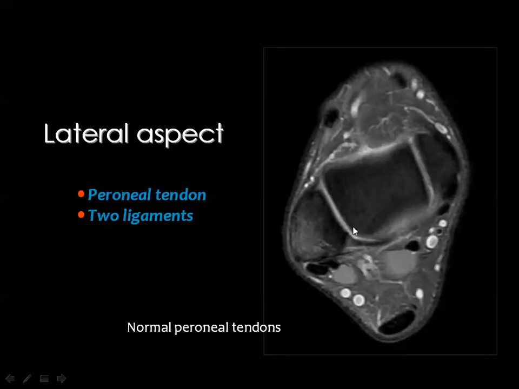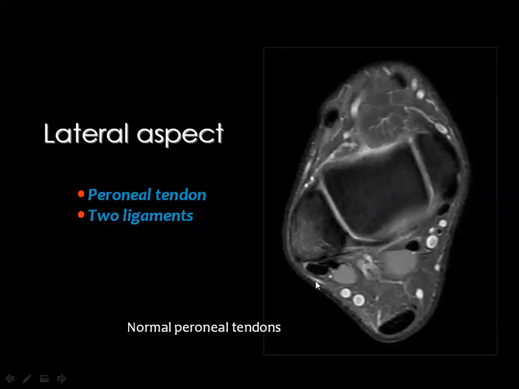The lateral aspect of the ankle is identified by the presence of the fibula, and posterior to the fibula you can see the tendons. These are the peroneal tendons. The peroneal tendons include the peroneus brevis and the peroneus longus. If the tendons are adjacent to each other, then the medial one or the inner one is the peroneus brevis, the superficial one is the peroneus longus.